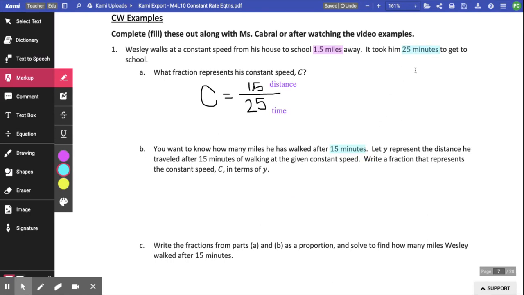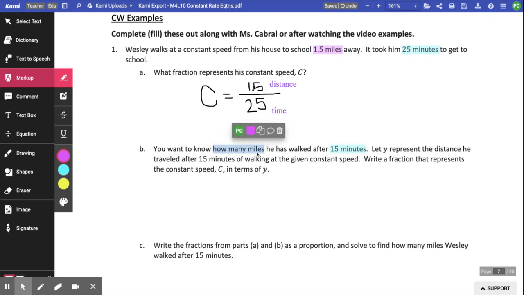Now, if we go back to part A in the beginning, it said it takes him 25 minutes to get to school, and he was going to be walking 1.5 miles. In this scenario for part B, he's only been walking for 15 minutes. So we can assume that that's less than the 1.5 miles it takes him to get to school, but we don't know how much he has already walked. So if he's been walking for 15 minutes, we want to know exactly how many miles that is. So this is the part we want to know. How many miles has he walked after he's been walking for 15 minutes?